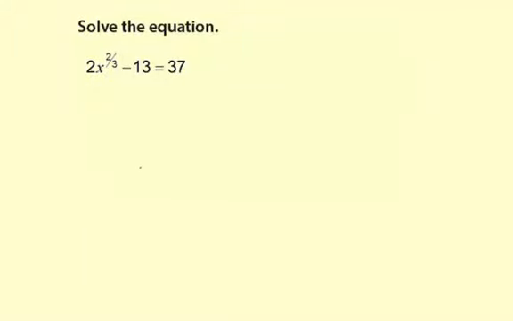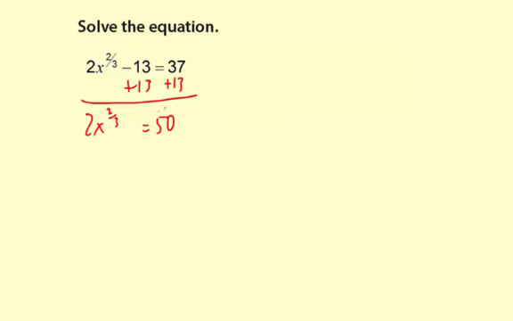Solve the equation 2 times x to the 2/3 minus 13 equals 37. First thing I'm going to do is add 13 to both sides. And that's going to leave 2x to the 2/3 equals 50.